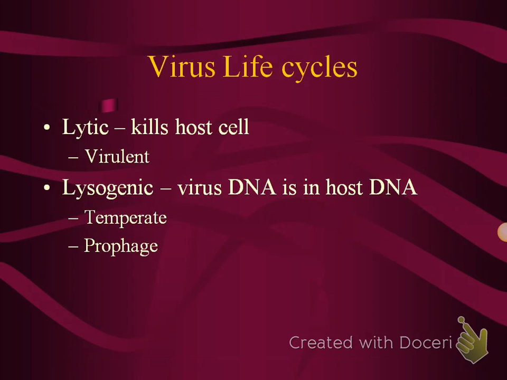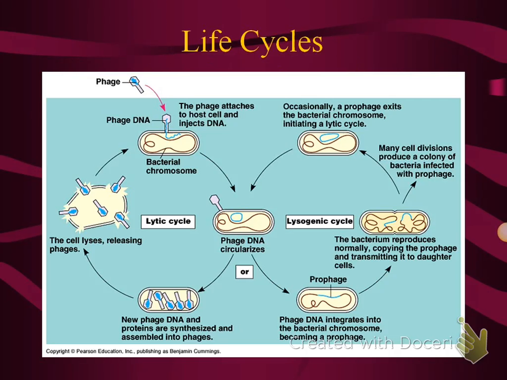Okay. The lytic cycle is virulent. Virulent basically means deadly. It hurts the cell. Whereas the lysogenic cycle actually puts its DNA into it, and it becomes a temperate, or that prophage. So if you look back on this picture right here, temperate just means not deadly or not harmful. The prophage is this part right here. This is a phage DNA integrating into the bacterial chromosome, becoming a prophage. So when the virus DNA itself goes into the cell's DNA, it now has what's called a prophage.